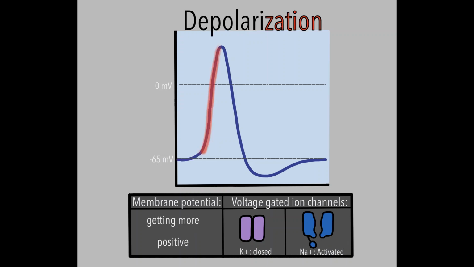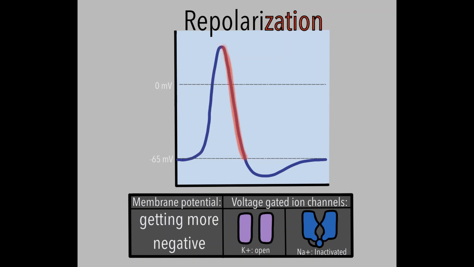Then a stimulus comes down the axon that reaches the threshold. The membrane potential is becoming more positive, the voltage-gated potassium channels are closed, and the voltage-gated sodium channels are now activated. After the neuron has reached the overshoot phase, it will transition into repolarizing. This results in the membrane potential becoming more negative. The voltage-gated potassium channels are now open, and the voltage-gated sodium channels are inactivated.